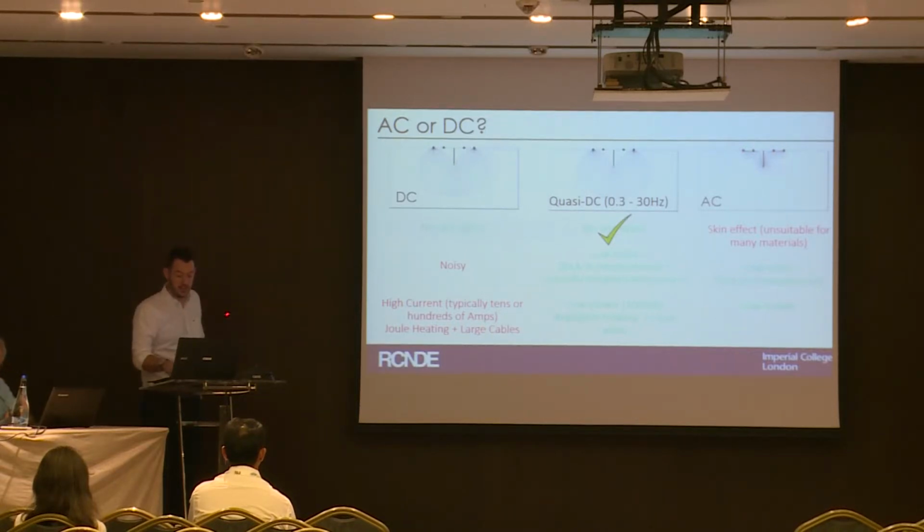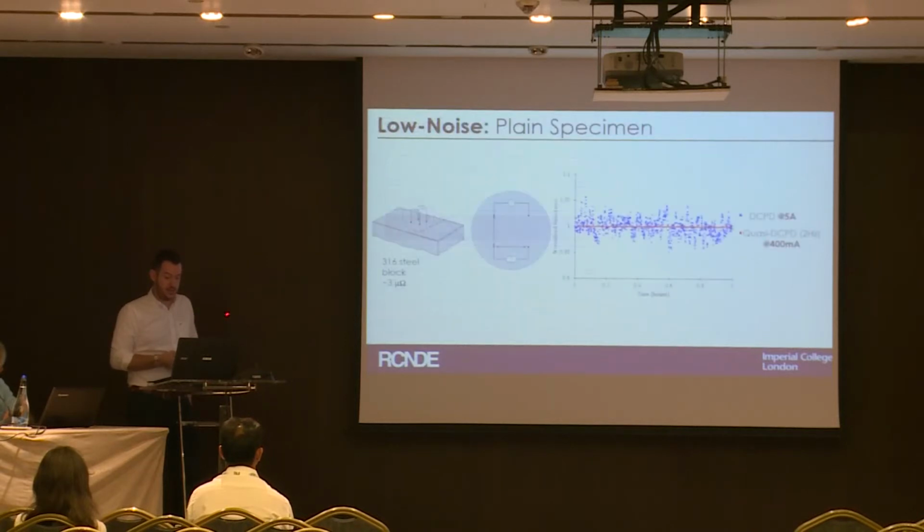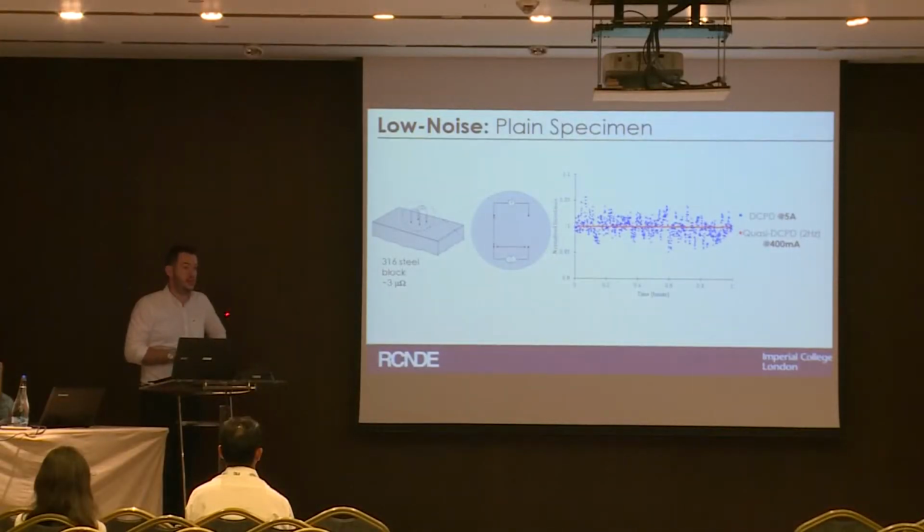The next thing is low noise. The problem with the DC measurements is that they are inherently noisy. This experiment illustrates that. This is just a 316 steel block, and again, we're just taking a potential drop resistance measurement of that block. This time we're not doing anything to it, we're just measuring it over the course of an hour. We can see that these DC measurements, the conventional approach, have very considerable noise associated with them.